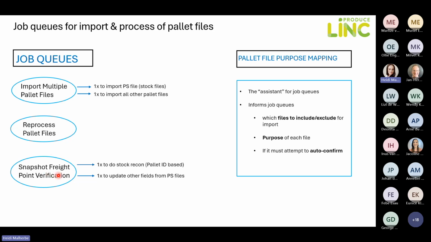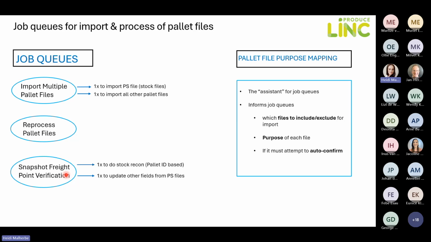And then we have a third one. I know it has a very weird name. You don't have to remember it. We call it snapshot freight point verification. It's a mouthful. And its job is to deal with all your stock files.